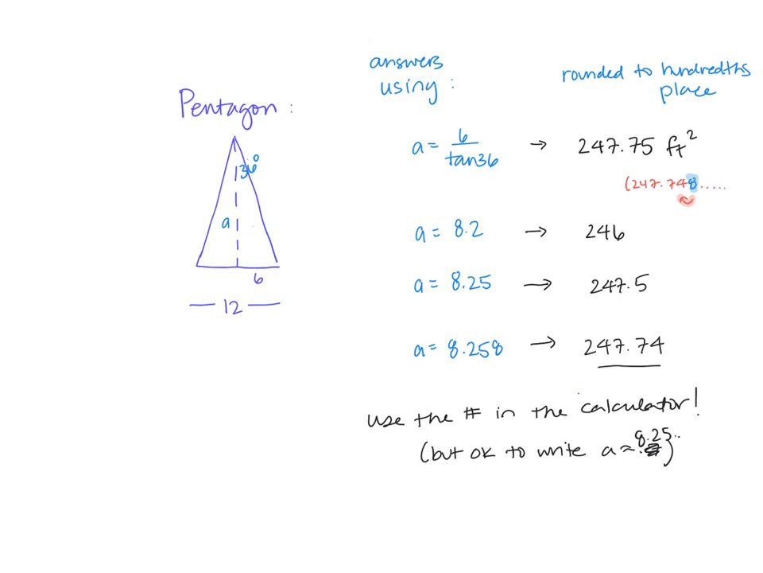So if you can't do it by continuing to use the answer in your calculator, I would say if you're rounding something to the hundredths place, it's best to write it out to 3 decimal places, because you're going to be at least a little more accurate and you're going to get close to the same answer as everyone else.